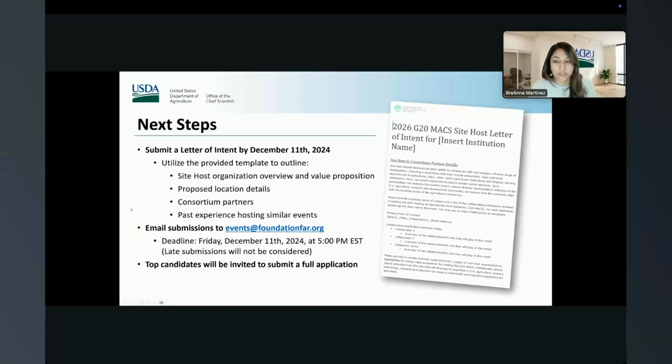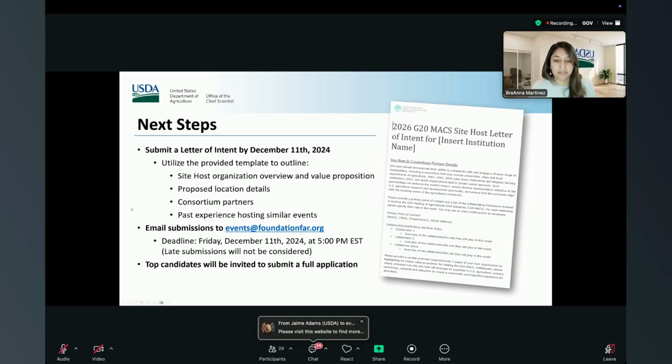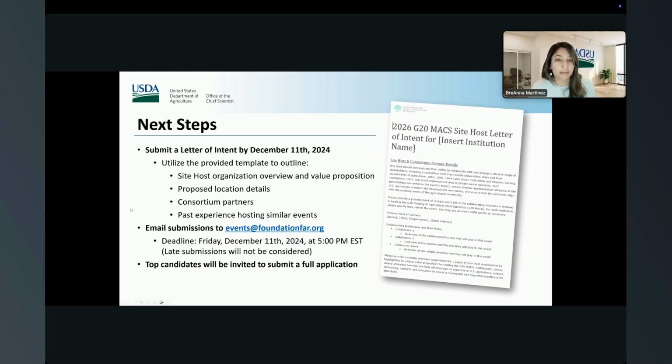We would ask that you use the template that was provided. It's available on FAR's website. Then email your submissions to events@foundationfar.org. The deadline will be Friday, December 11th, as I said, at 5 p.m. Eastern Standard Time, and late submissions will not be considered. Top candidates will be invited to submit a full application. We're trying to reduce the work. We would like to get to know you in this portion, so give us your details so that we can see before we ask you to build it out further.